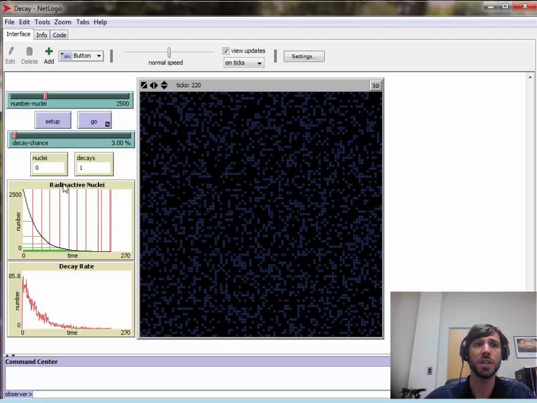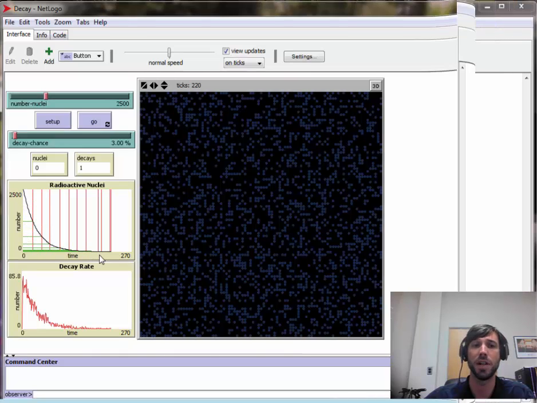Now we're going to be focusing on this first graph in our explanation. This graph shows the number of surviving nuclei, the number of radioactive nuclei, as a function of time, and you can see this clear exponential shape start to develop.